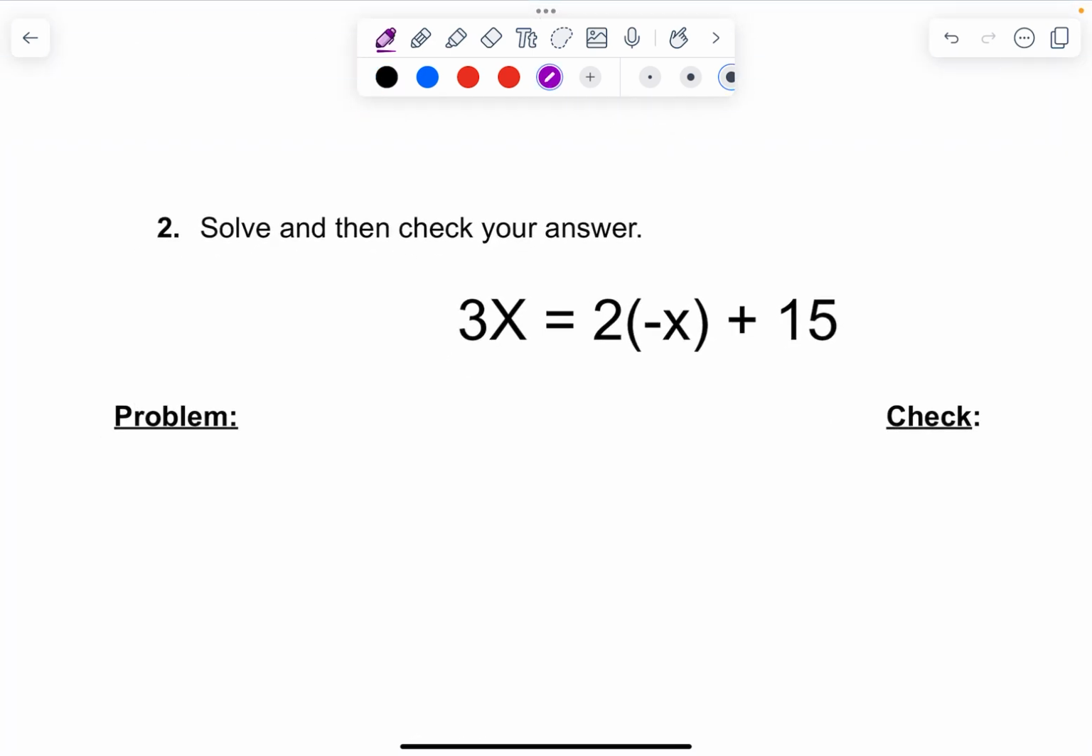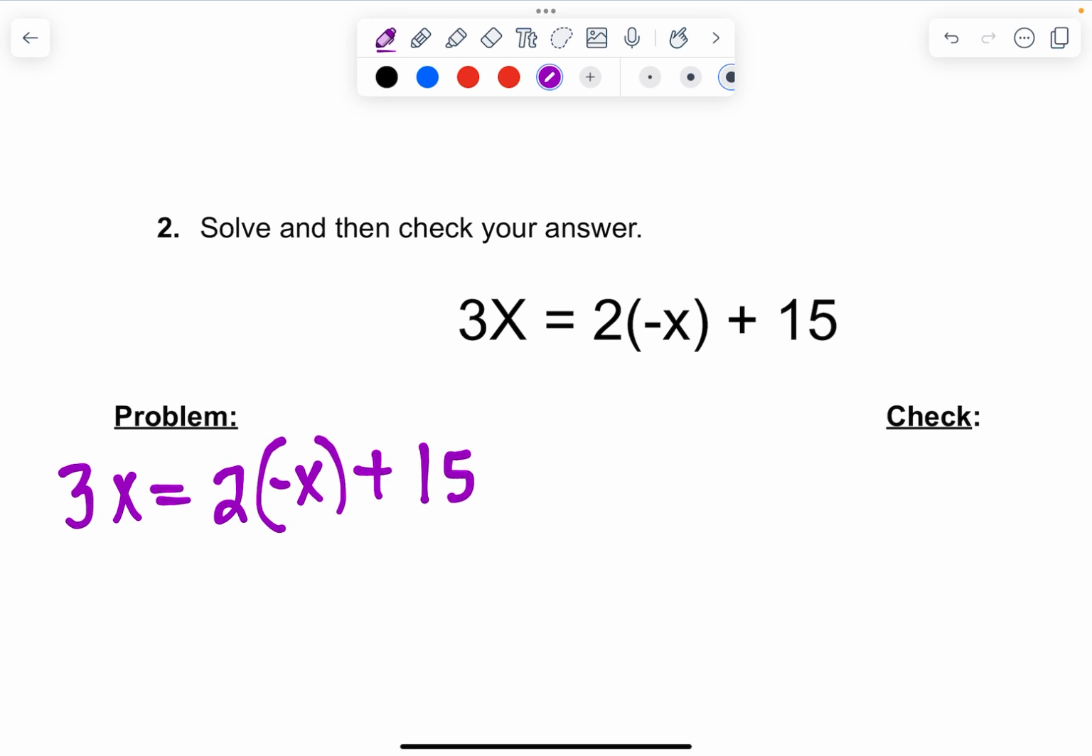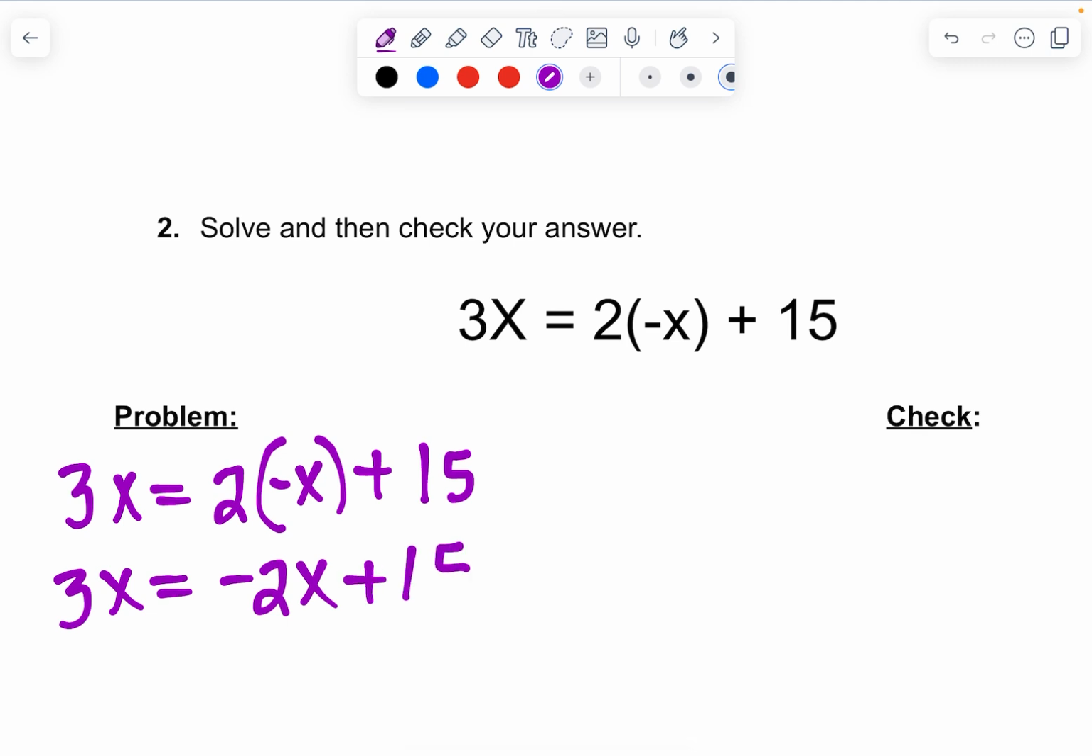Again, I'm going to write down the original problem. So 3x equals 2 parentheses negative x plus 15. Now, what you can do on this one, because the 2 and the negative x are next to each other, I can rewrite this as negative 2x. So it's like you multiply plus 15. Again, we want the 15 by itself. So you got the 3x, it's by itself. But that 15 has that negative 2x, and it doesn't like it.